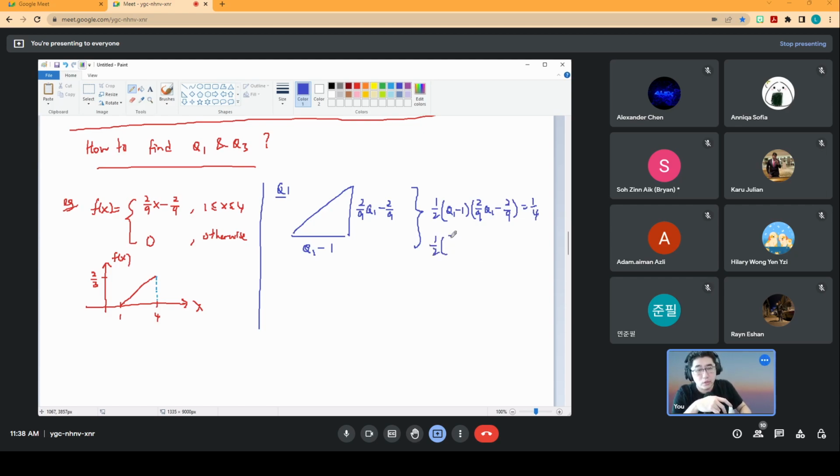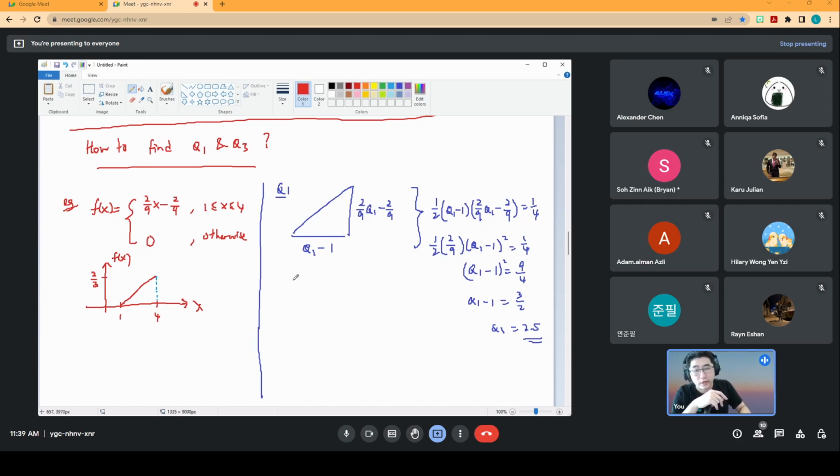1 over 2, 2 over 9, (Q1 minus 1) squared equals 1 over 4. So I have the 2 cancel off, and I have (Q1 minus 1) squared equals 9 over 4. Square root this, so Q1 minus 1 equals 3 over 2. So Q1 equals 2.5. Once you write it properly, it's not that difficult, isn't it? It's not that complex, isn't it?